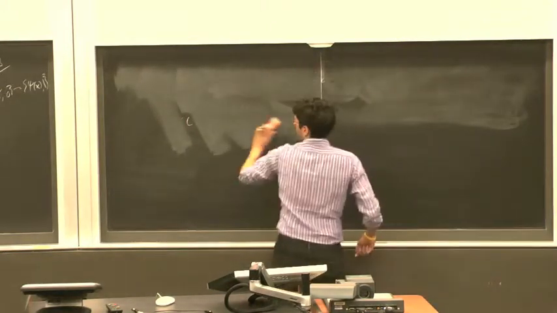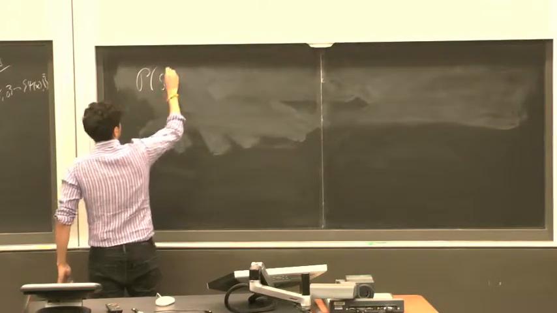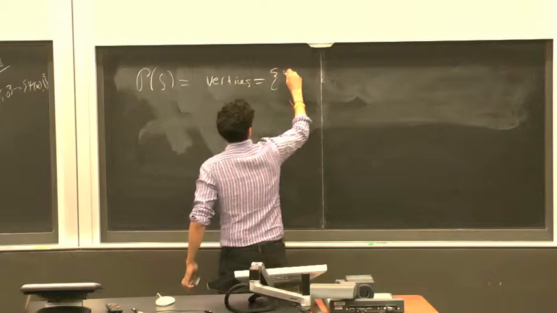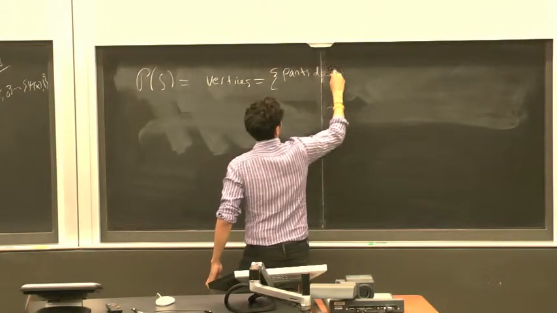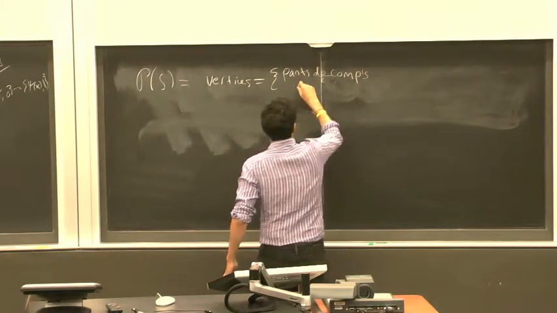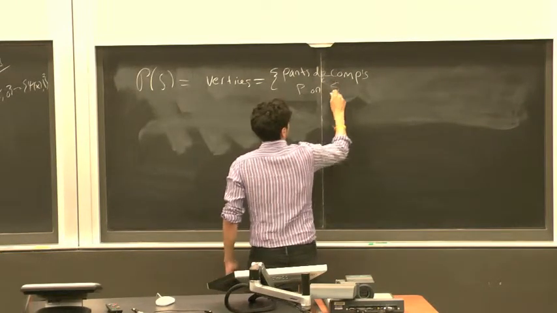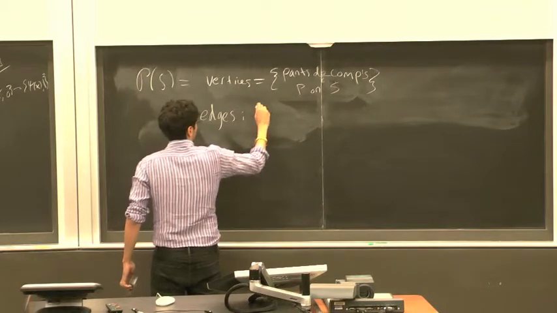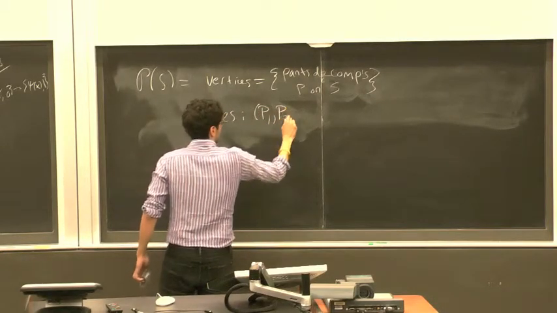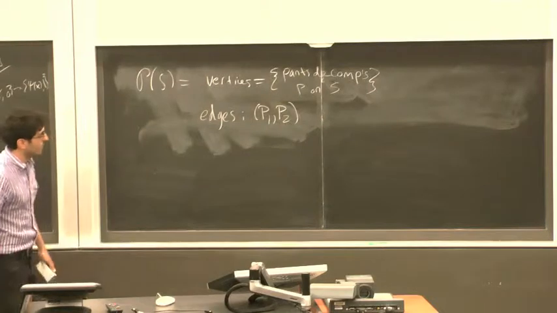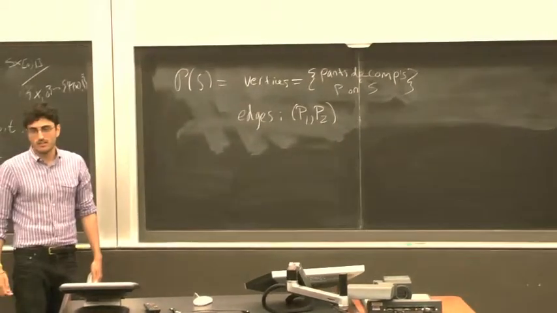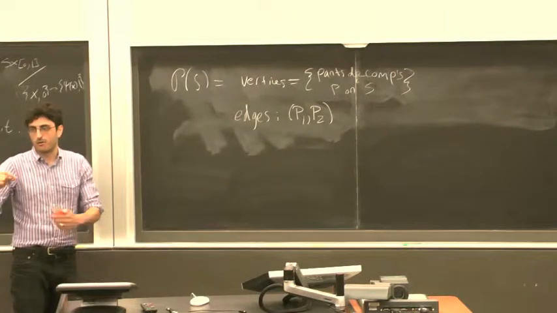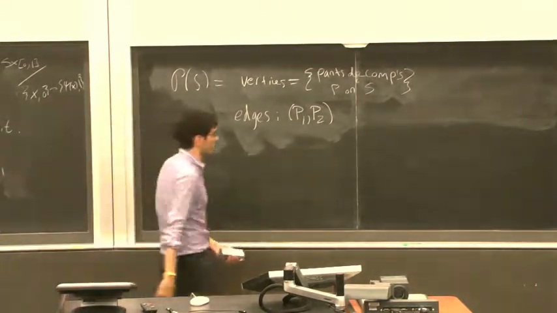So the pants graph is a graph where the vertices are pants decompositions P on some surface, and the edges correspond to two such decompositions where they share all but one curve in common, and you can get from one to the other by replacing that one curve with one that intersects it minimally. So I'll write that down.